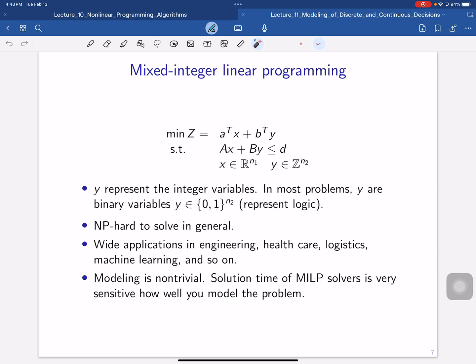For linear programming problems, you can easily solve millions or even billions of variables, right? But for MILP problems, the way you formulate a model will have a big influence on how fast those models can be solved by the algorithm. So that's why we want to talk a little bit about modeling here. We didn't talk much about modeling in linear programming because even if you have a very poor model, the solvers are so good that they can solve the problem relatively fast.